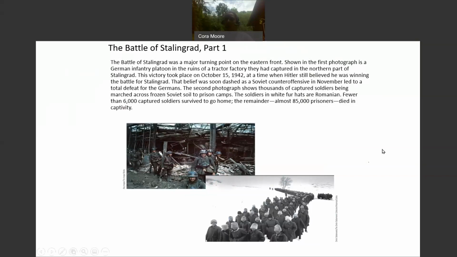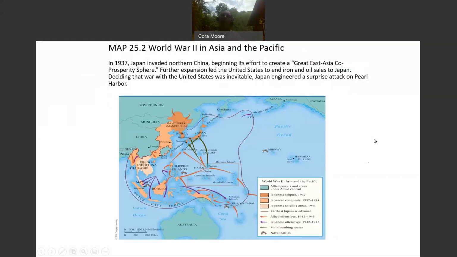And then, because of the conditions, not only of the environment, but how poorly people were treated in prison camps, we see that the vast majority of those soldiers died. All right, and so why I bring up Stalingrad too is because this ties into Japan's role in World War II.